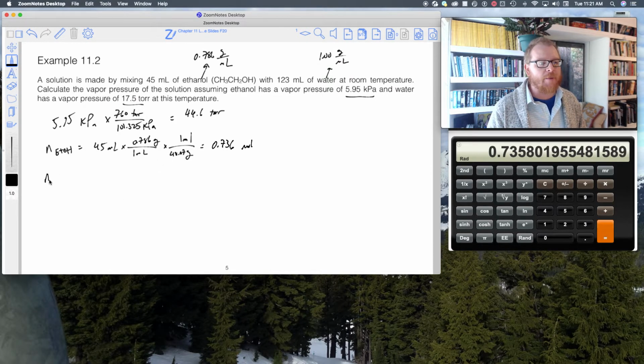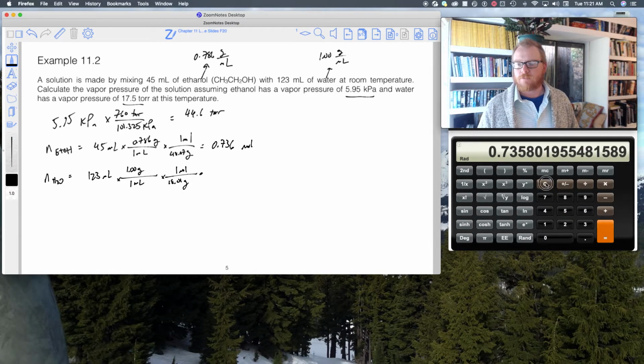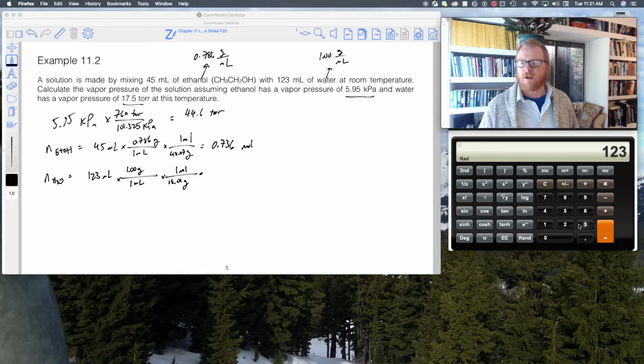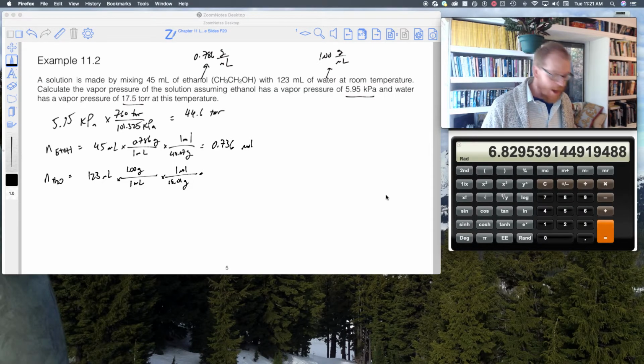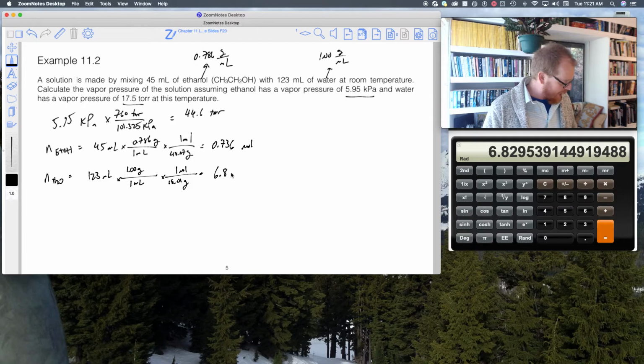So now I have to figure out my moles of water, which I can do the exact same way. 123 milliliters of water. I know the density of water is 1.00 grams in 1 milliliter, and my molar mass of water is 18.01 grams in 1 mole. So 123 mL times 1 times 1, and then divided by 18.01. Hopefully I did that correctly. Yep. So now that's 6.83 moles of water.